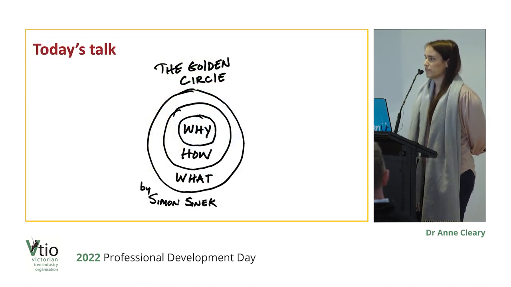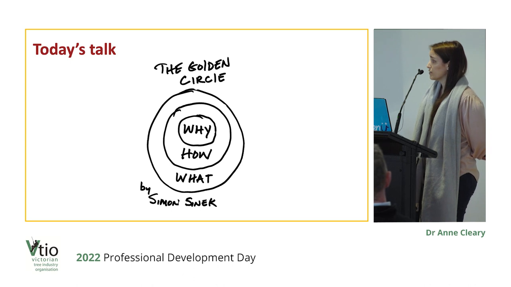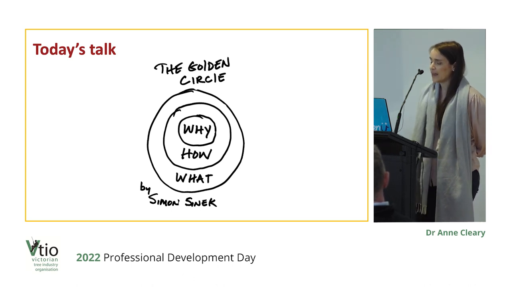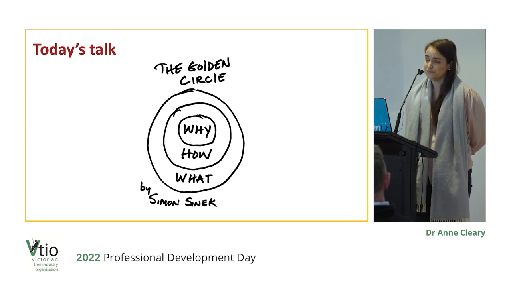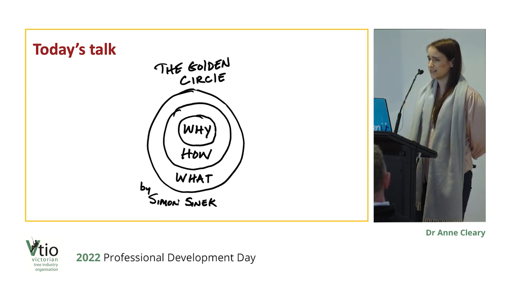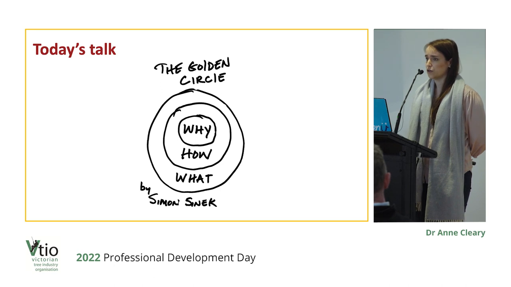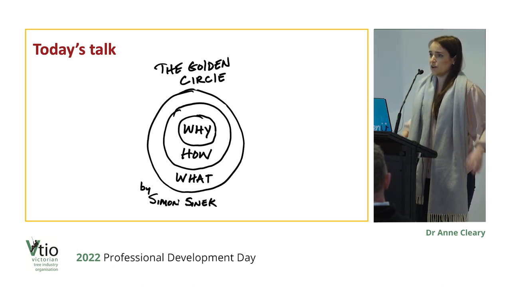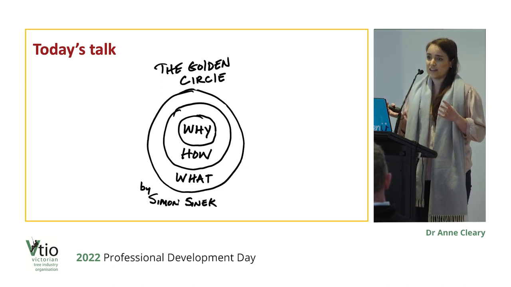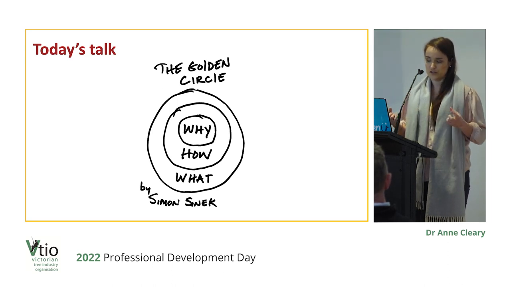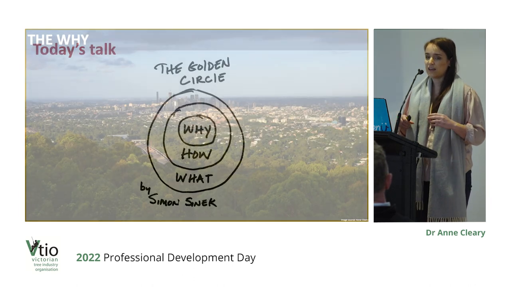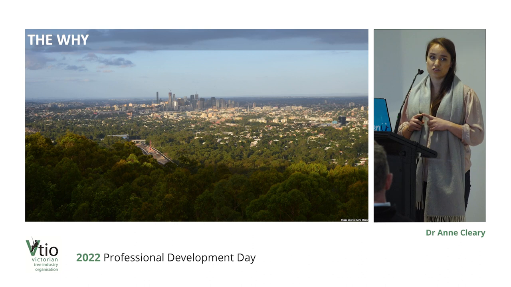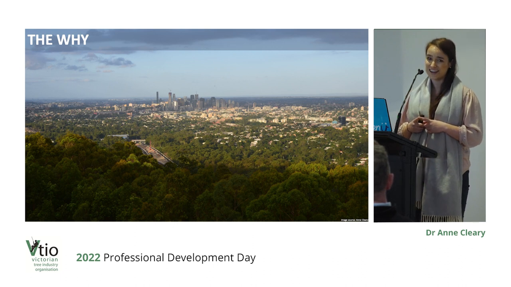So hopefully that gives you a bit of an idea of the perspective and experience that I'm speaking from. For today's talk, I'm going to structure it around the Golden Circle. I don't know if you've come across this. It's a famous TED talk by Simon Sinek, where he talks about the importance of understanding why you do what you do and how you do what you do, and not just the what of what you do. So that's how I'll structure today. And we'll start off with the why, which is always a good place to start.